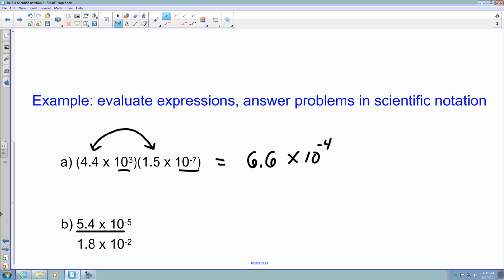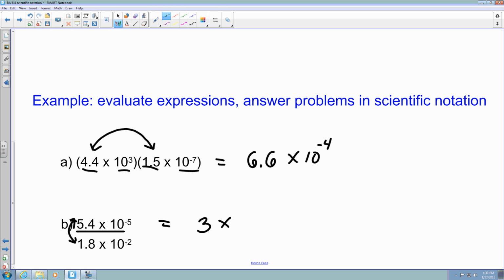Last example I have, this is a division problem. I have 5.4 times 10 to the negative 5th divided by 1.8 times 10 to the negative 2nd. So same thing as I did with the multiplication. I multiplied the two digits together. I'm going to do the same thing. So I'm going to divide these two together. So I'm going to say, what is 5.4 divided by 1.8? That happens to equal 3.